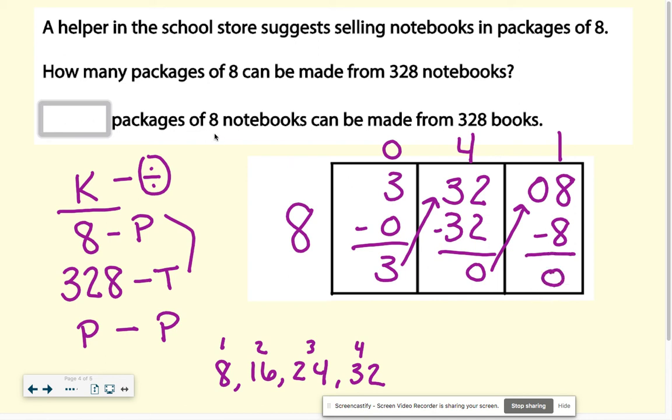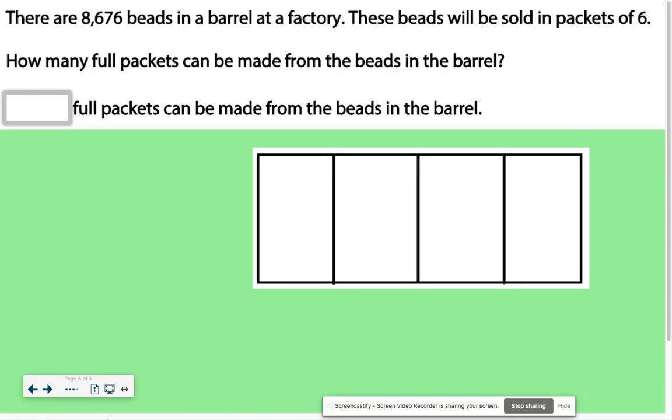So how many packages of 8 notebooks can be made with 328 books? 41. Notice I did not need to write the 0 in the beginning in my answer because that wasn't holding the place of anything, so it meant nothing. Now's the time you could try this one on your own. Pause the video and then resume it when you're ready to check your answer.